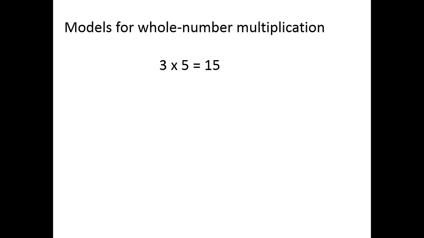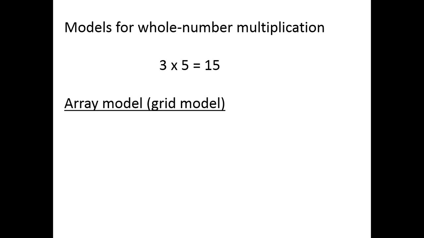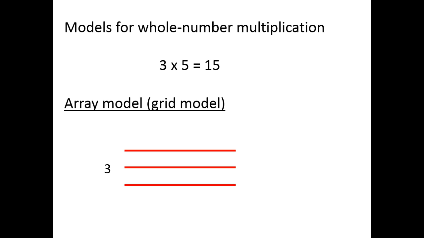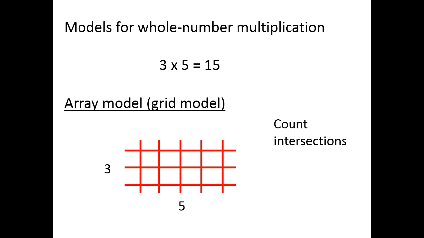So we'll look at some other models for whole number multiplication. There's something called an array model, which is also sometimes called a grid model. And here's how that works. If we're multiplying 3 times 5, we're going to draw 3 lines in one direction and 5 lines in the other direction. And then what we're going to be looking for are the intersections of the lines. So we'll count all the intersections that we have. And if we count the intersections, we'll find out that the number of intersections is the same thing as the product. So since there's 15 intersections, 3 times 5 is 15.